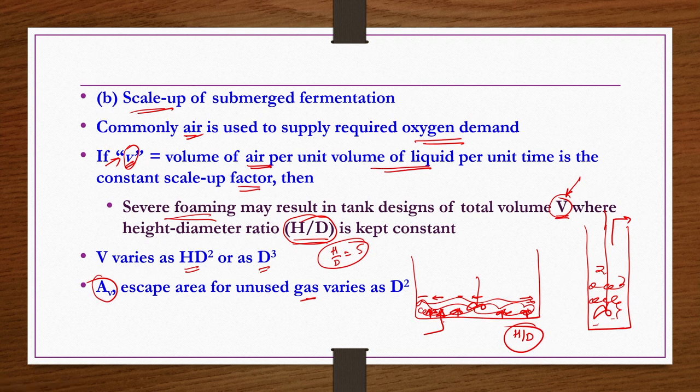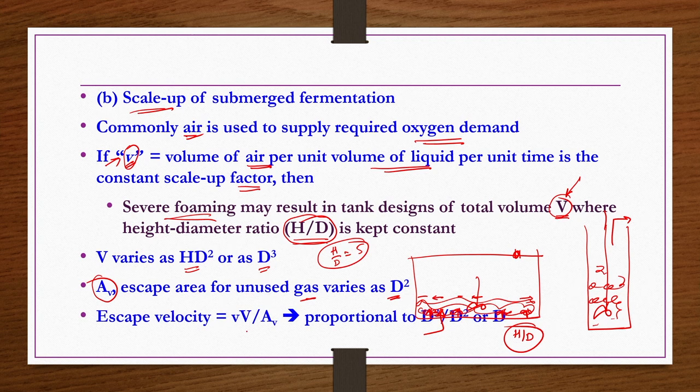So there should be provision for the escaping, because these fermenters are usually closed, mostly. The escape area could be some opening or rupture, or maybe the entire diameter is provided as the opening. That would vary as D square, because it is an area, so some proportionality with D square would be there, right? Then the escape velocity is small v, which is the volumetric flow rate of air per unit volume of the liquid, and capital V is the total volume of the equipment, divided by AV, which is the escape area.